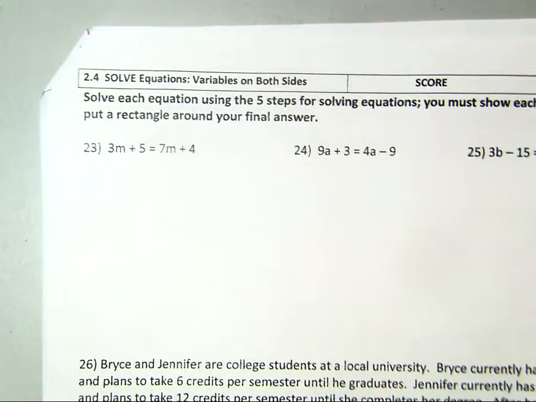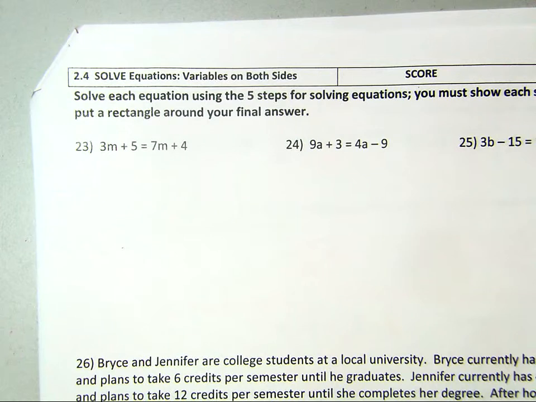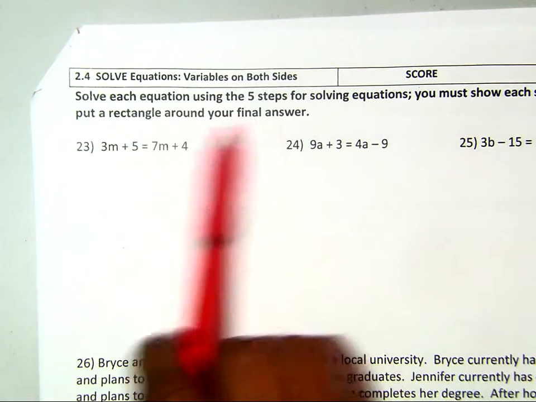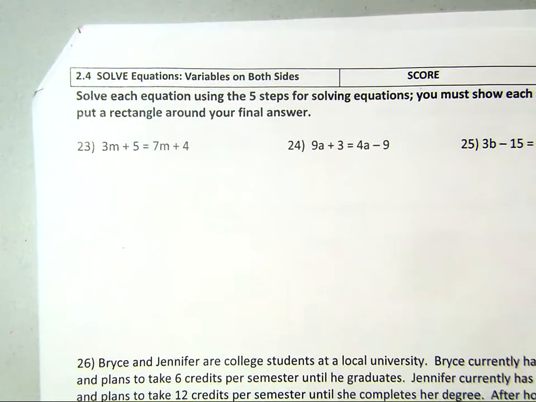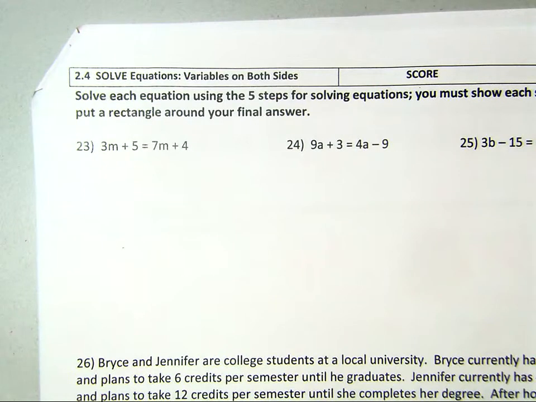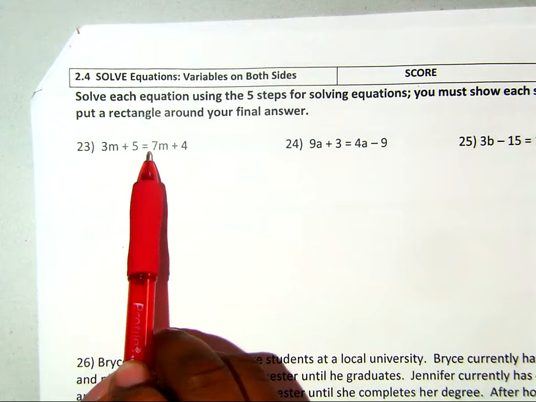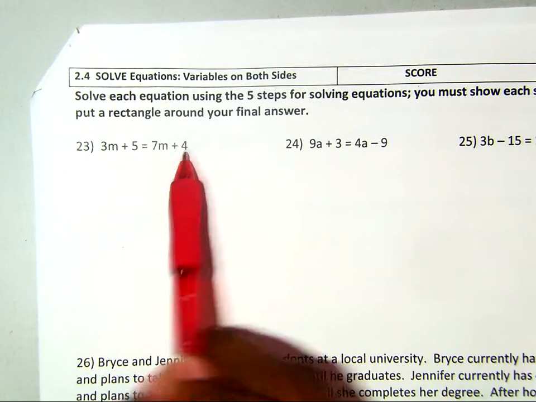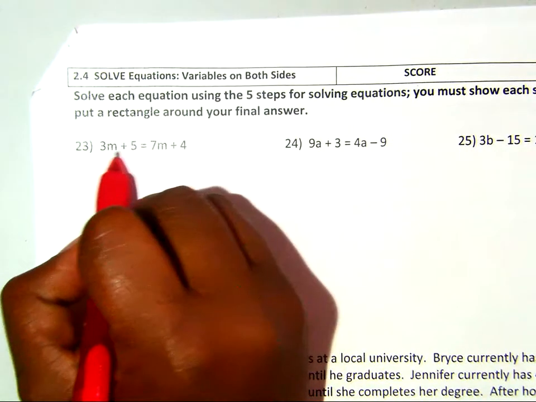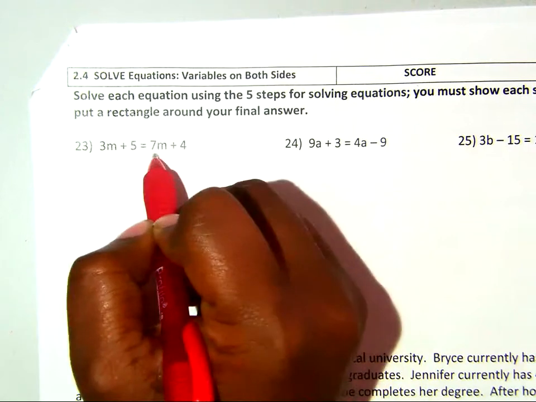All right. Variables on both sides. So let's keep going. We're still using our 5 steps for solving equations. Nothing has changed. Can I distribute anything on this side? No. Can I distribute anything on this side? No. All right. Can I combine anything on this side? No. Can I combine anything on this side? No. Time to rewind.